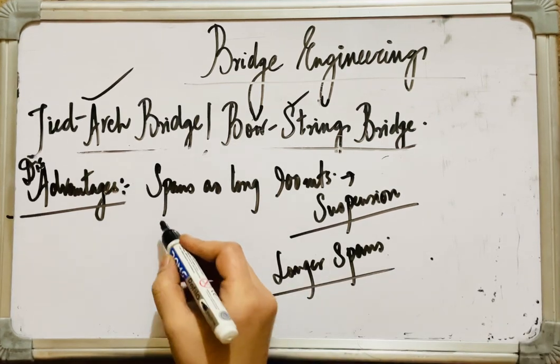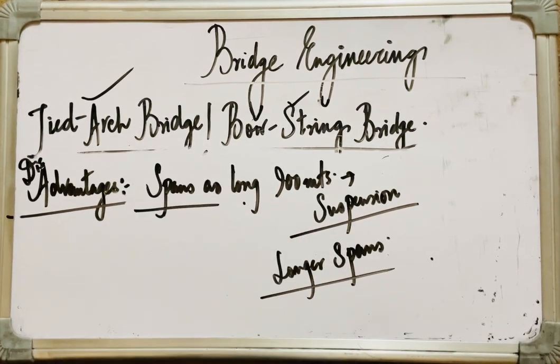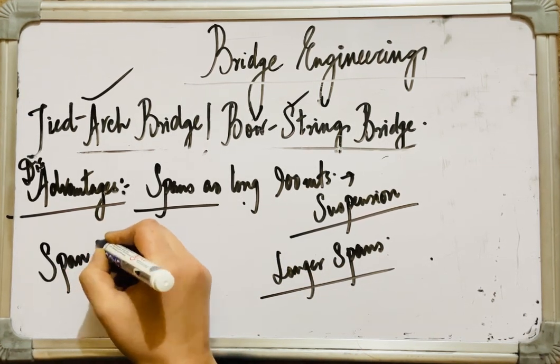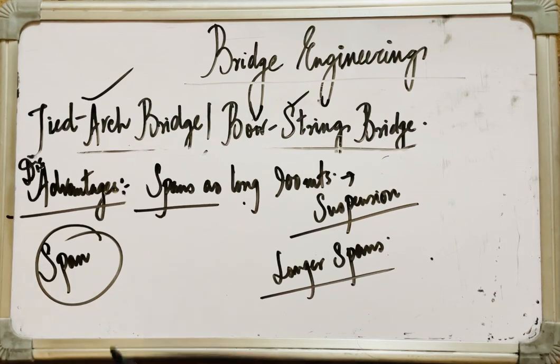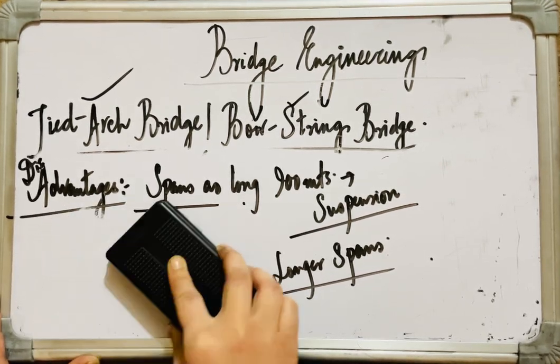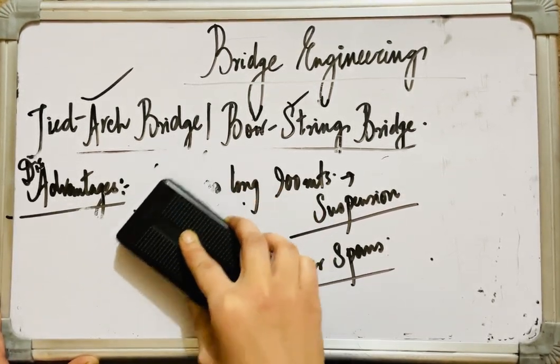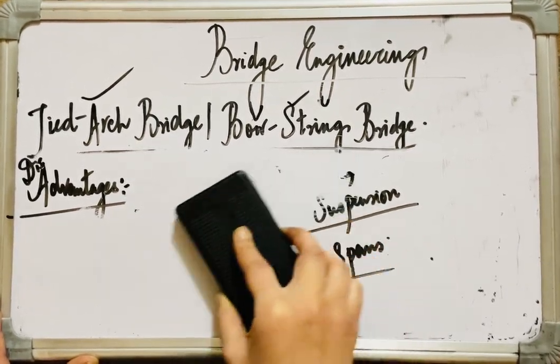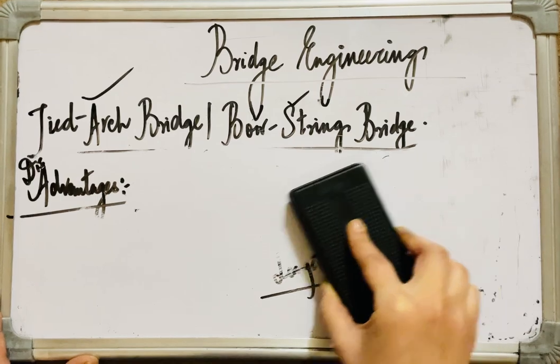These are all the forms of bridges that we have learned so far. The thing that is of foremost importance is this thing, span. How much longer a span we can create in each type of bridge at each particular condition without going for intermediate supports or piers.